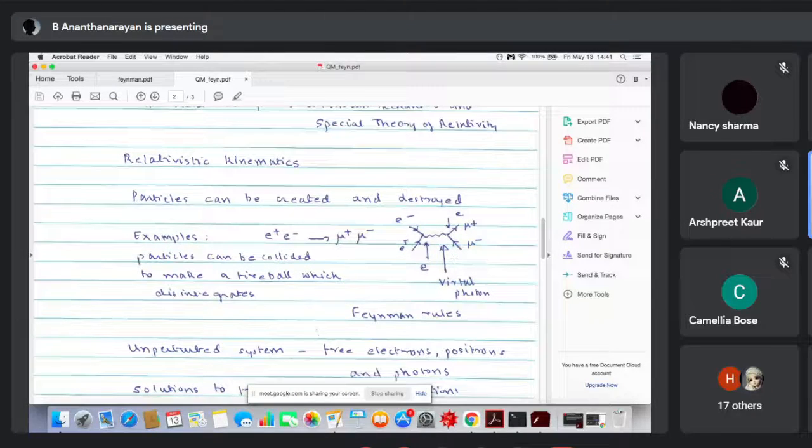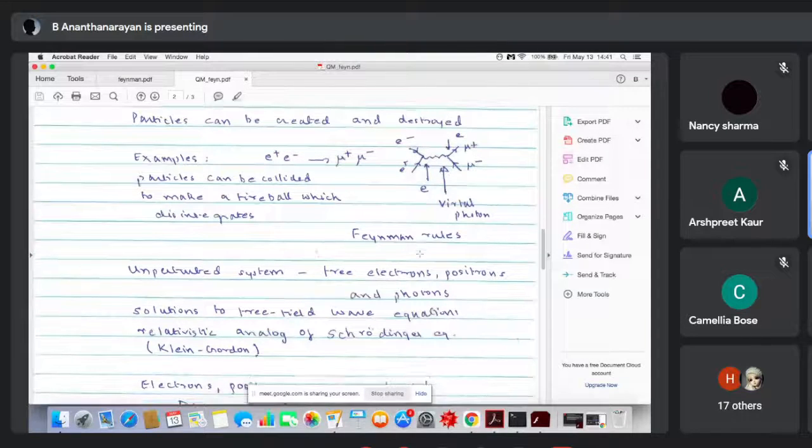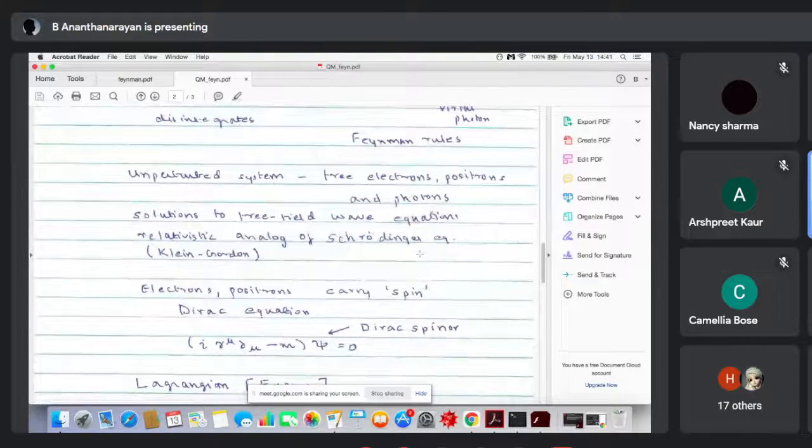So, our Hilbert space of states here, the unperturbed system, are free particles represented by plane waves, and you have interactions represented by these vertices, where you have an electron and a positron which come together and produce a virtual photon like so. So that is what I have written for you over here.